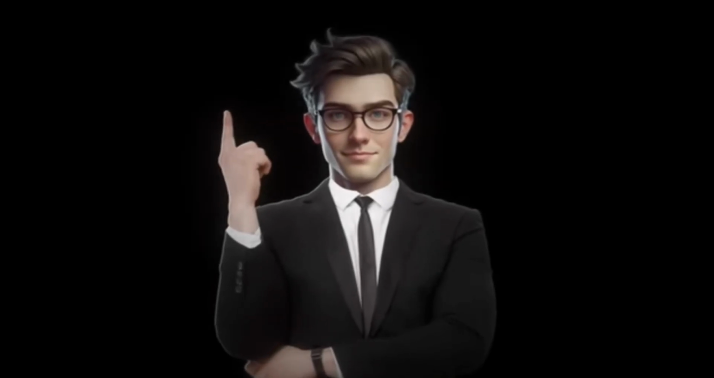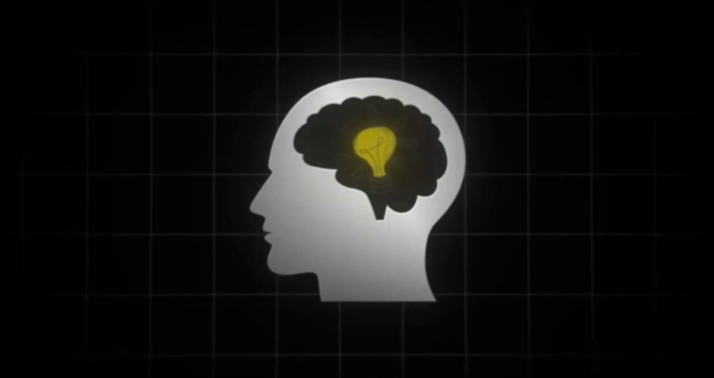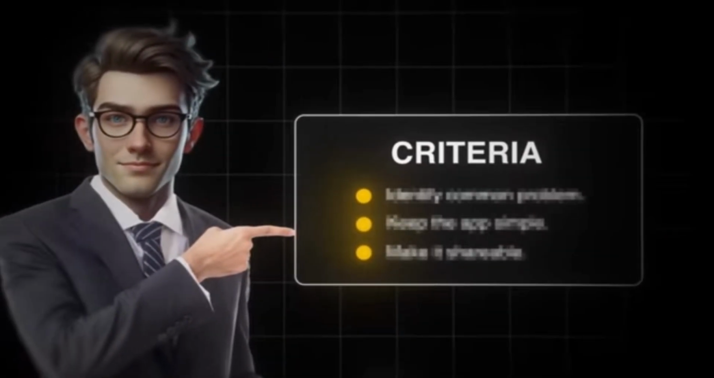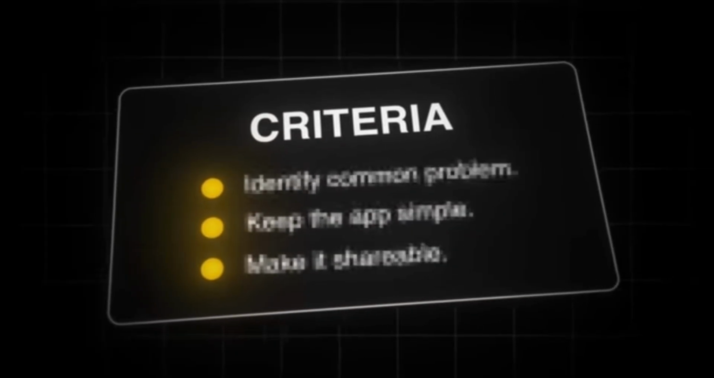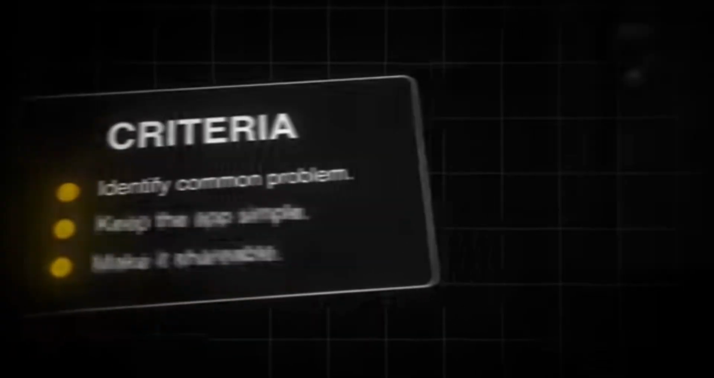Step 1 is by far the most important step, and finding a viral app idea is all about solving a real problem in a simple way. But to do this, your idea must meet these 3 criteria. And don't worry though, it's easier than it sounds, because once you understand these, you'll start seeing opportunities everywhere. So first of all, you need to identify a common problem.